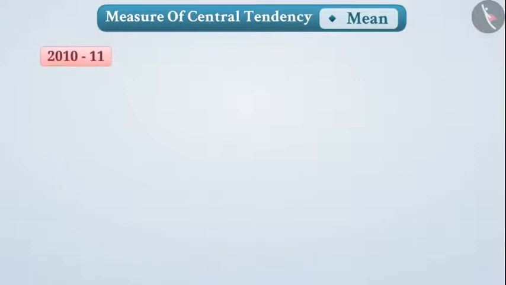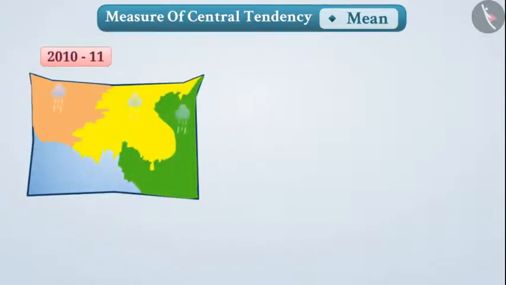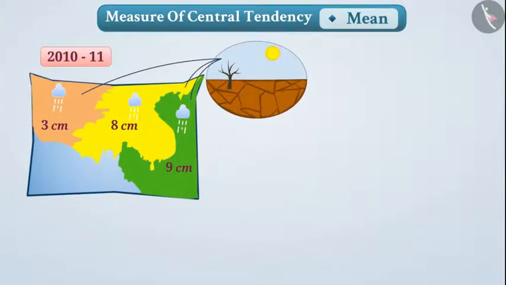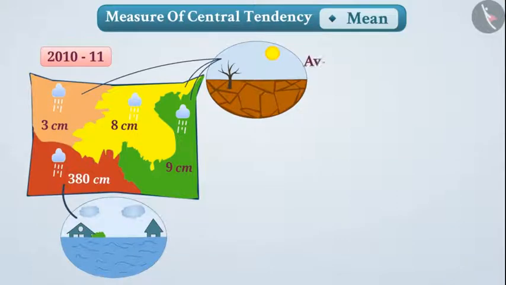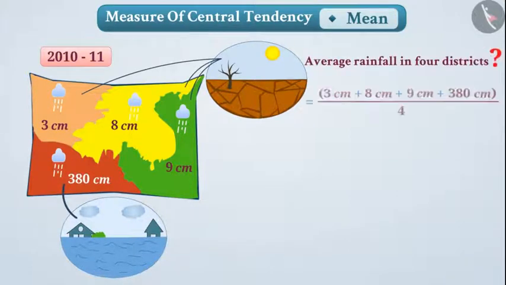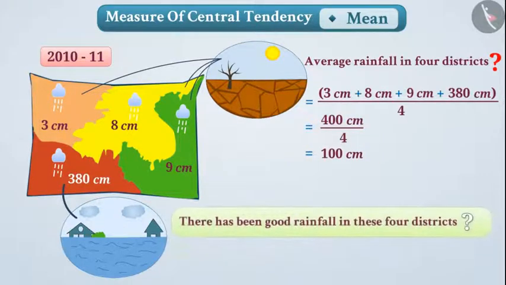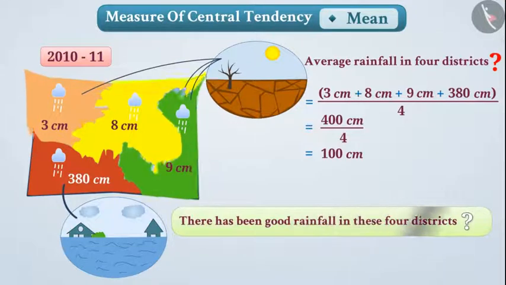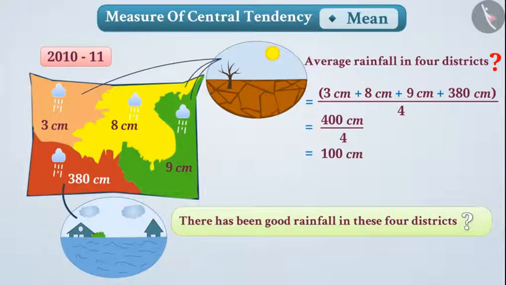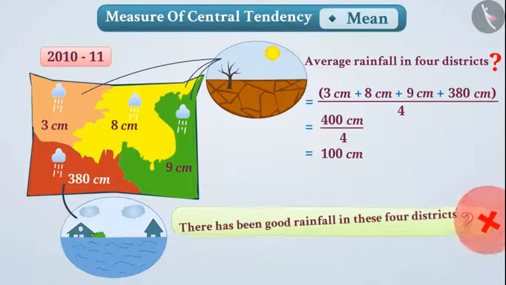Suppose in a year, 3 districts of a state receive rainfall of 3 cm, 8 cm, 9 cm, due to which those districts had to face drought. And in the 4th district, the rainfall was 380 cm, due to which the district faces flood. If we find the average rainfall in 4 districts, it will be 100 cm. Looking at this, would it be correct to say that there has been good rainfall in 4 districts? No, it would be wrong to say.